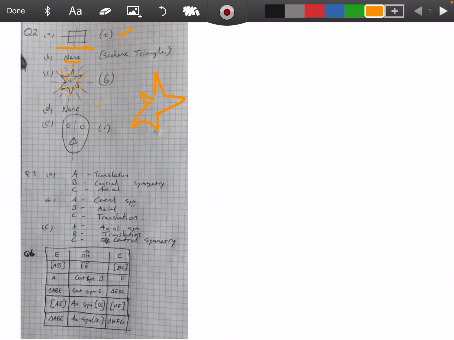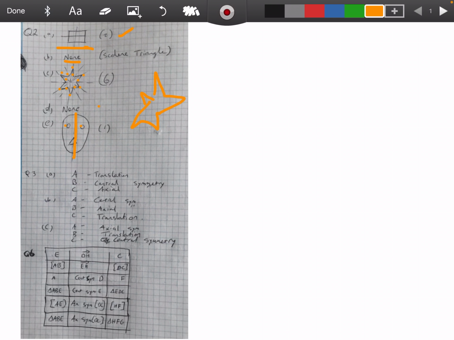And then the last one, part E, looks kind of like a face. It's got 2 circles and a triangle down the center. So we have one axis of symmetry there. If we go right down the middle, we'll be able to cut it completely in half.